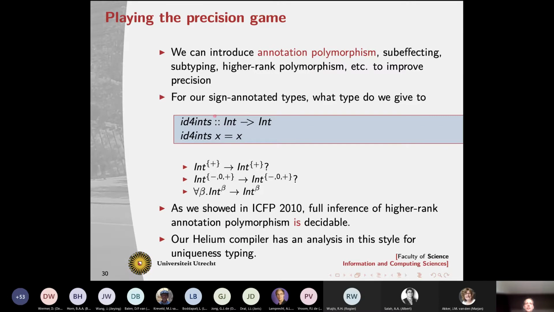If you want to know, do you actually apply these kinds of analyses? Well, actually, we have some of these implemented in our own Helium compiler.